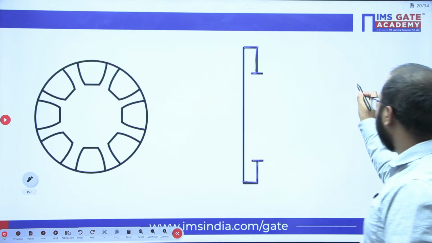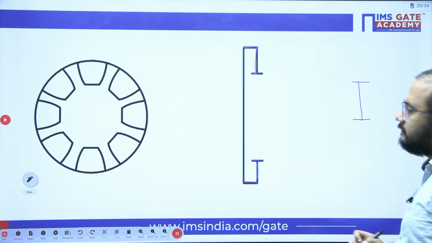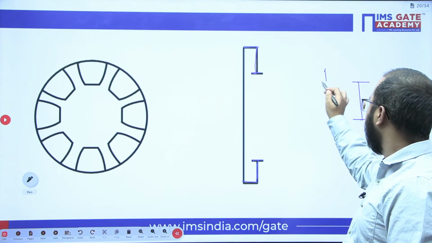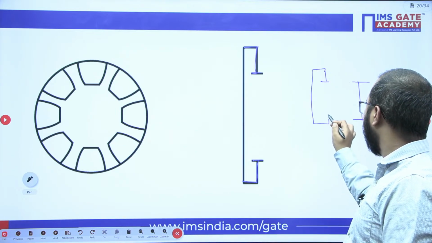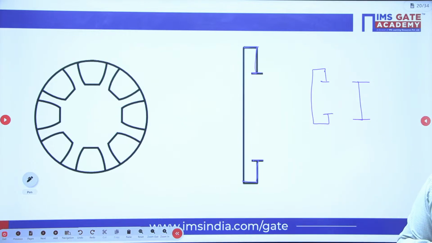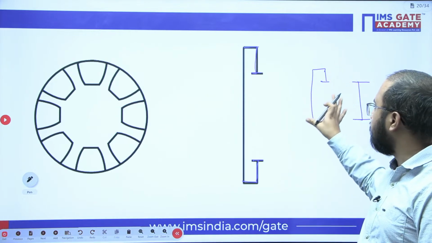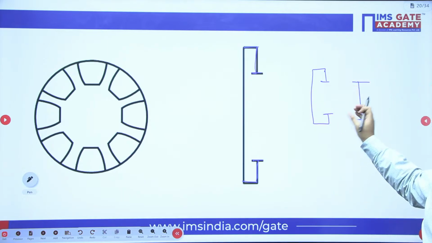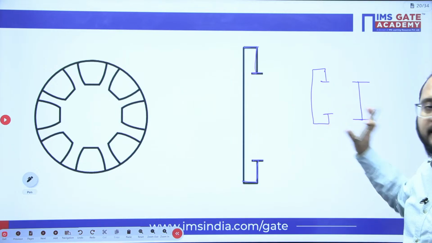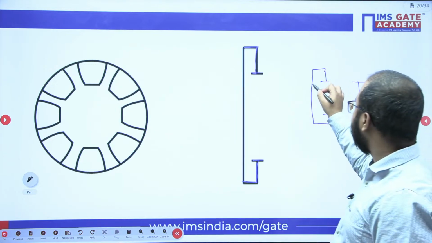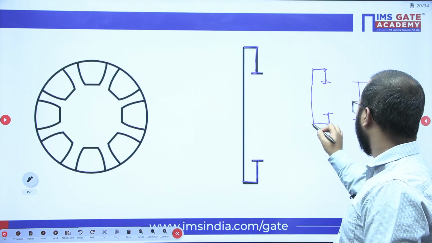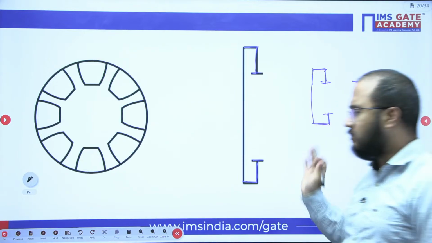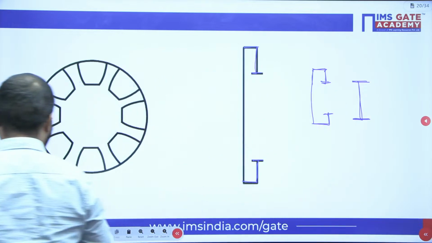If I have to draw an external gear, it will be simply drawn like this. But if I talk about an internal gear, the teeth will be cut inside, like this. This one represents the external gear and this one represents the internal gear. So in an internal gear, teeth are cut inside, and an external gear is represented like this as it is. Right, so keep that basic information in your mind.